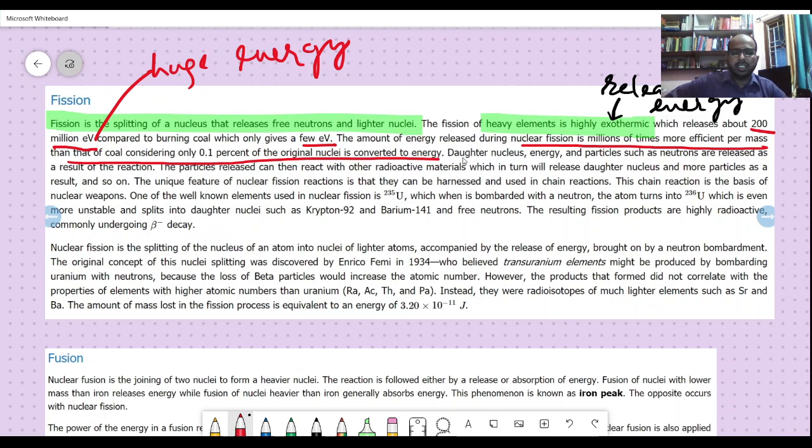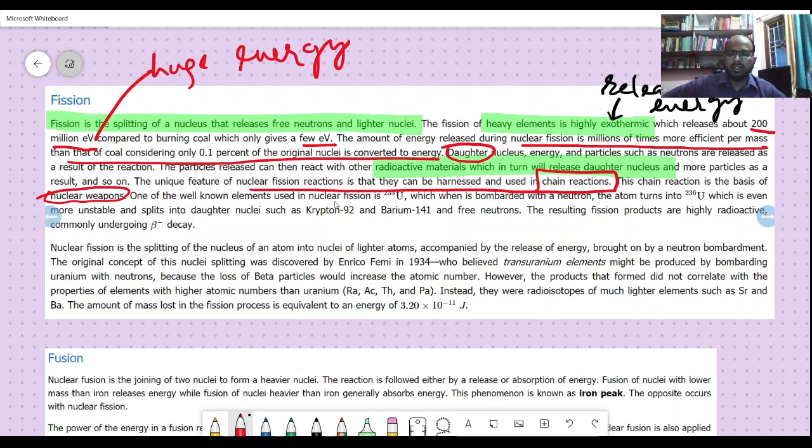So the nucleus that comes out is called the daughter nuclei. Further it breaks into some other nucleus. Okay, and particles such as neutrons are released as a result of this reaction. The released particles can interact with other radioactive materials, which in turn will release daughter nuclei and more particles. So the unique feature of nuclear fission is that it can be harnessed and used in chain reactions. This chain reaction is the basis of nuclear weapons.